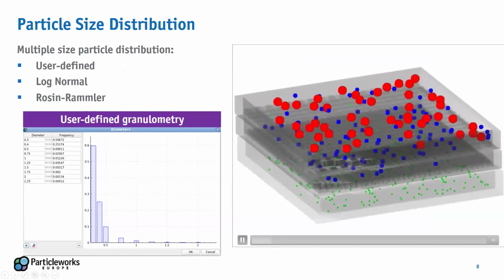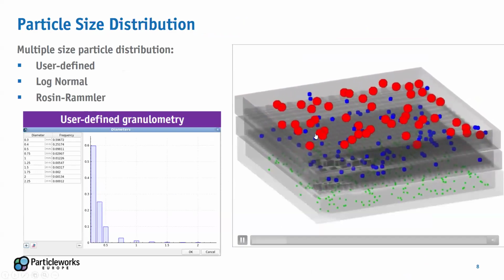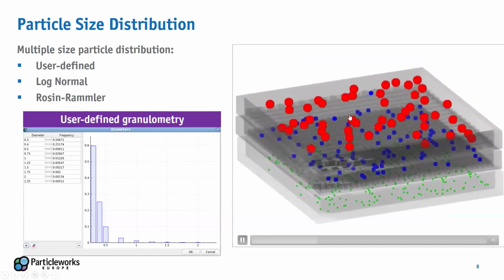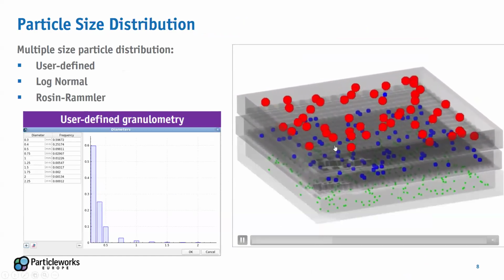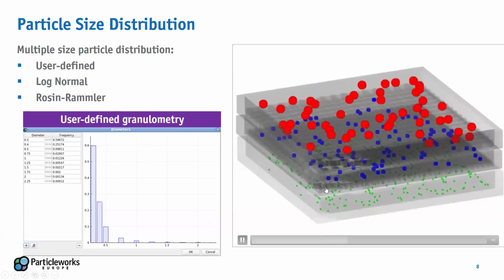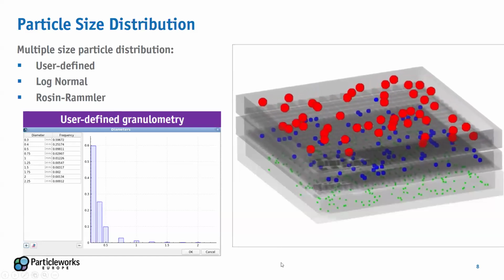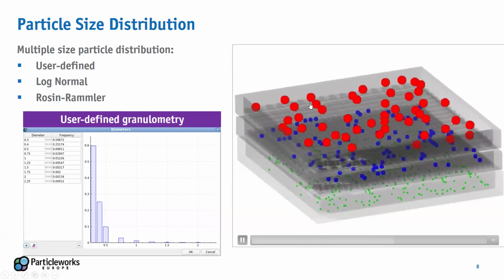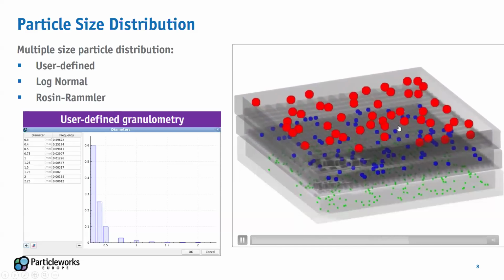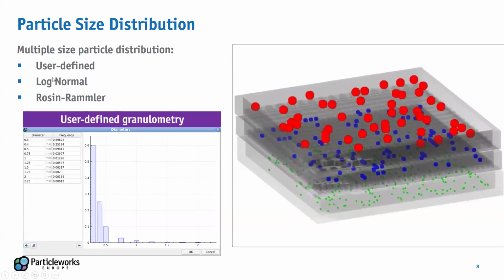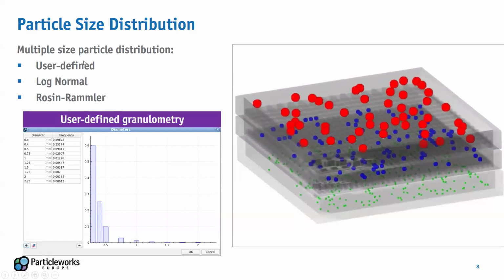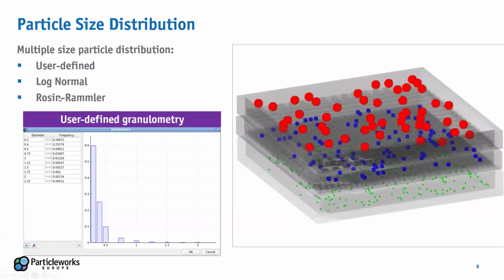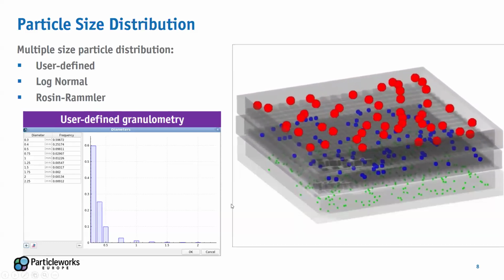We can also define multi-dimensionality on the particles. We have here an example of a user-defined granulometry, and this is a multi-layer filter, where particles that are smaller can flow through during the shaking, while the biggest particles are stuck on top. So we have different possibilities to define particle distribution. Could be user-defined, but also log normal or Rosin-Rammler.